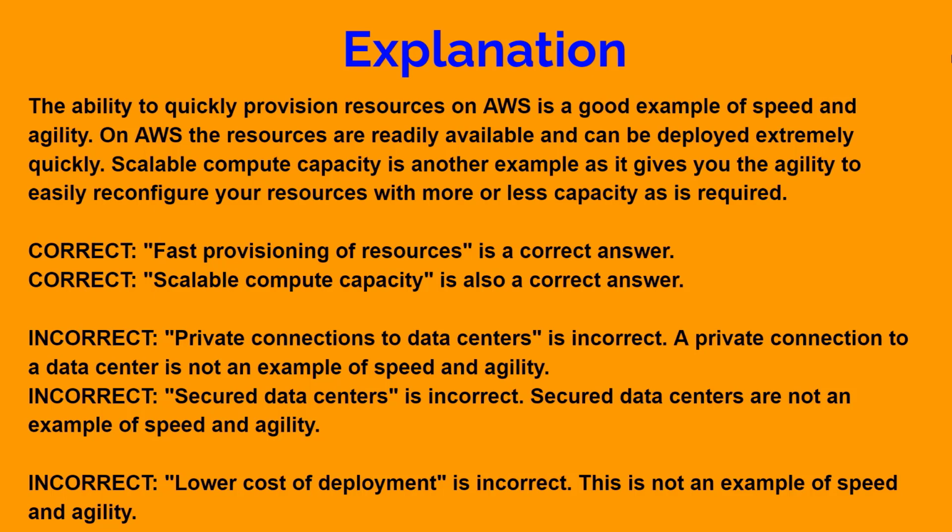Incorrect. Private connections to data centers is incorrect. A private connection to a data center is not an example of speed and agility. Incorrect. Secured data centers is incorrect. Secured data centers are not an example of speed and agility. Incorrect. Lower cost of deployment is incorrect. This is not an example of speed and agility.